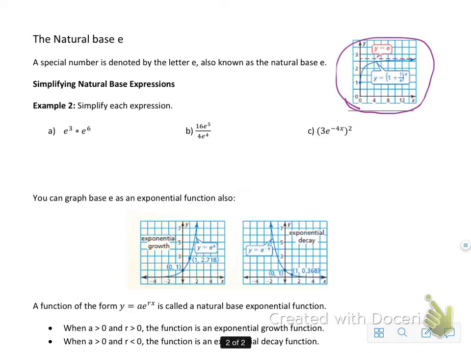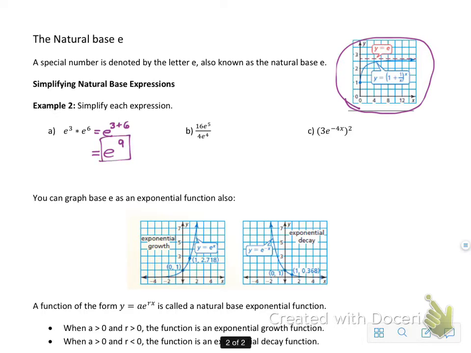Now, it's important that we know some properties of exponentials. You've probably learned about these in the past, but just in case you don't remember, if you have the same base and you're multiplying them, what do you do with the exponents? Well, you add them. So e to the 3 times e to the 6 is the same thing as saying e to the 3 plus 6. Well, 3 plus 6 is just 9. So that would simplify to e to the 9, and you'd be done.